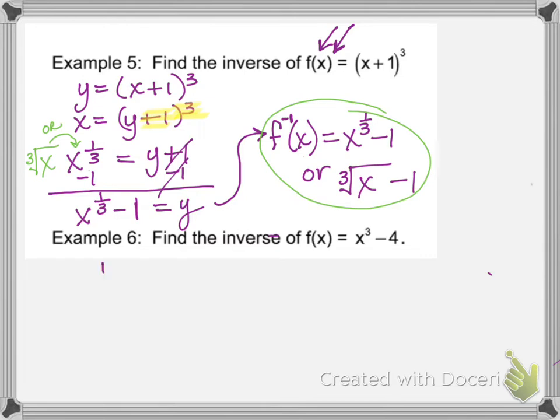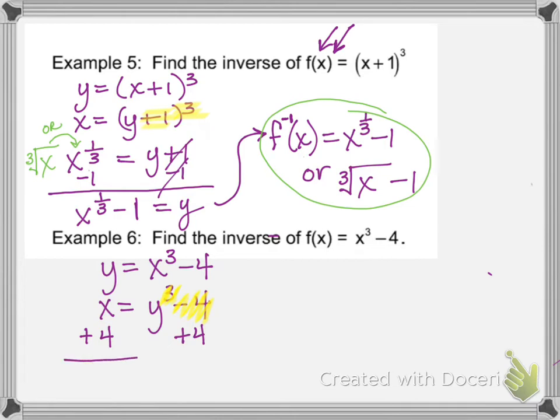So let's change the f of x to y. And then I switch the x value and y value, interchange. Okay. And then I am going to solve for y, so I need to get rid of this 3 and this minus 4. The first thing you want to do is get rid of the minus 4. Okay, that's furthest from the y. So that becomes x plus 4 equals y to the 3rd power.